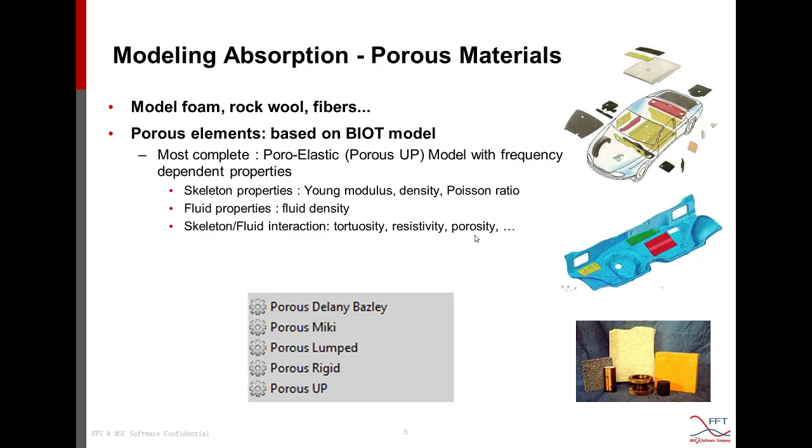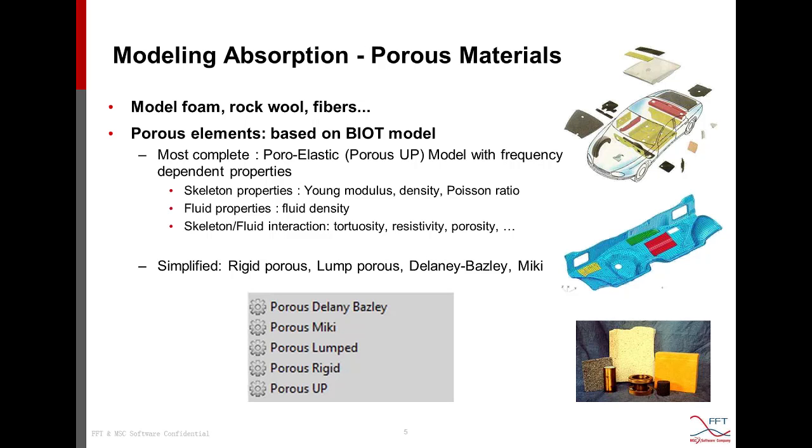Now, when all these properties are available, then we can, in Actran, use this porous elastic formulation, or in other words, the porous UP formulation. Now, UP stands for: U stands for displacement of the skeleton, and P stands for pressure of the fluid cavity. So UP models both the skeleton phase and the pressure phase by using the complete set of Biot properties.